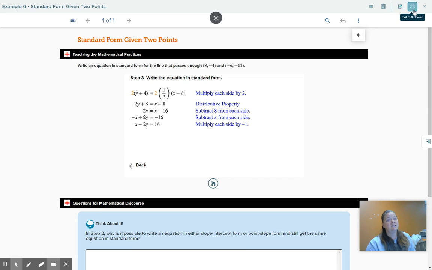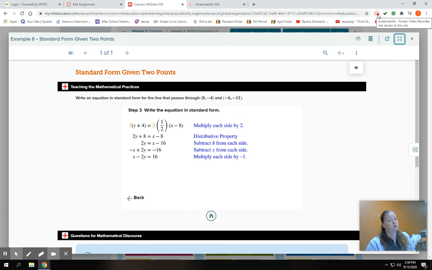Either way, you come up with the same equation, but there is more than one way to get to the solution.